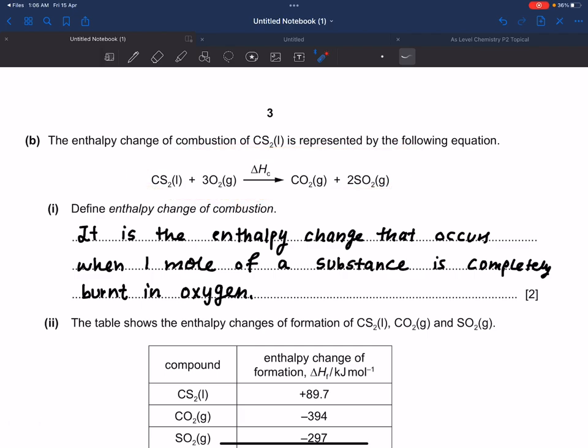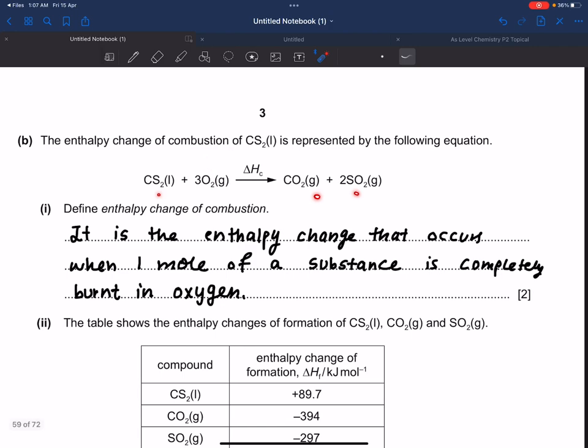Enthalpy change of formation for any diatomic molecule is 0. So this is 0. This is given, this is given, this is given, and this is delta H for this reaction, which is combustion because CS2 is burning.